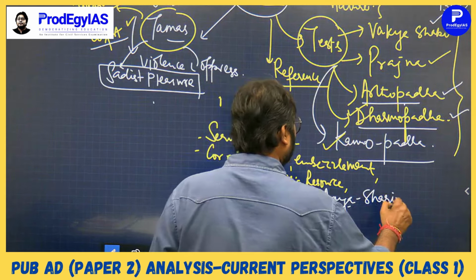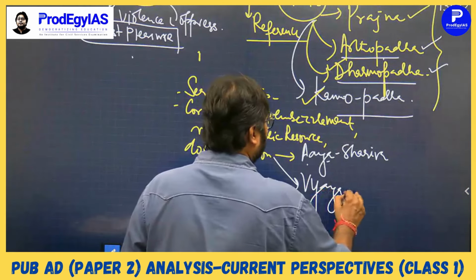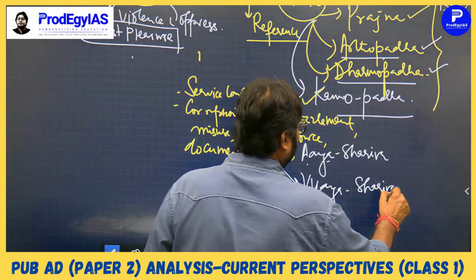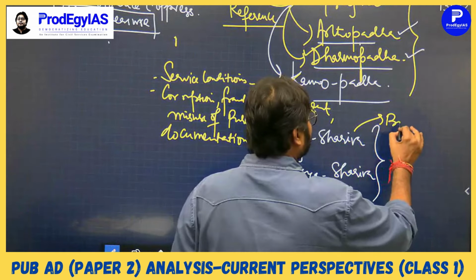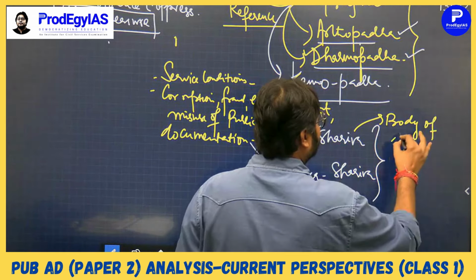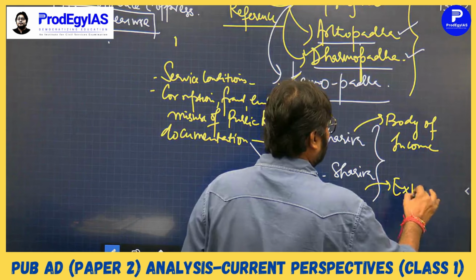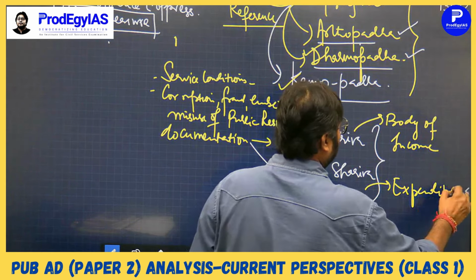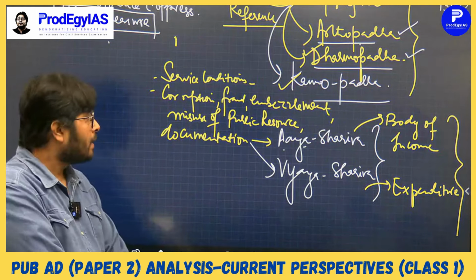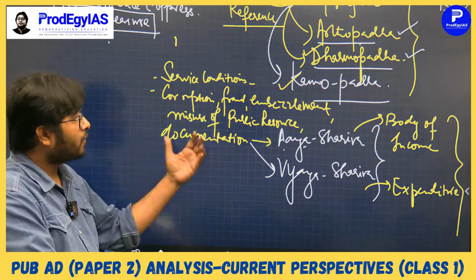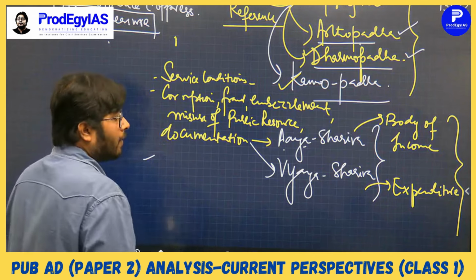Sharira and vyaya. Sharira. Body of income, body of expenditure. He says, one, we have to keep the record of everything. Fine. Then what else do we have to do, brother?